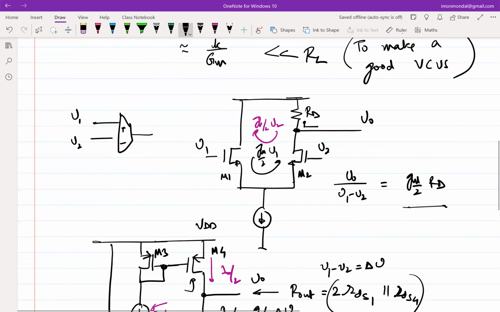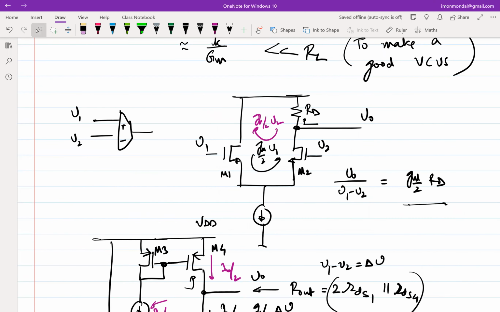So it's basically the same thing as this structure. Just that we have replaced the RD with the PMOS. So current is still GM by 2 delta V. Isn't it?